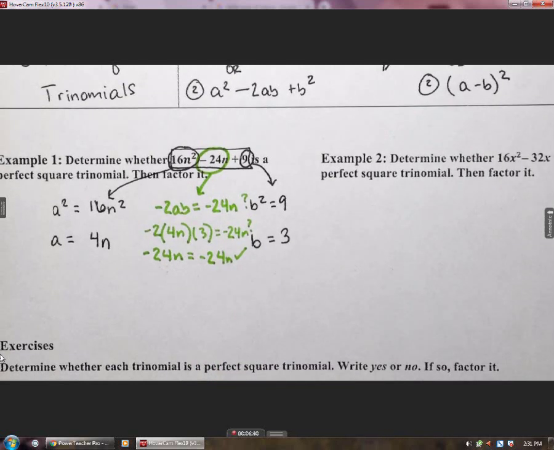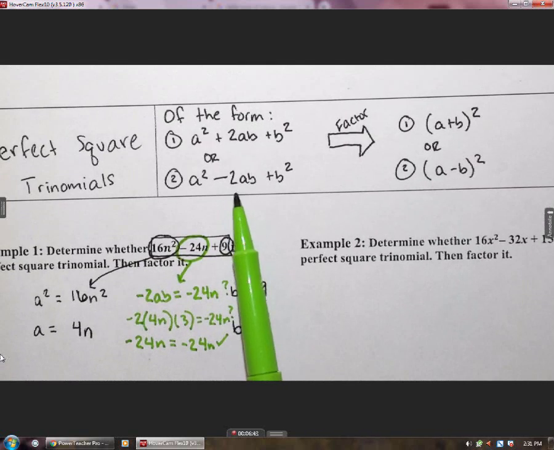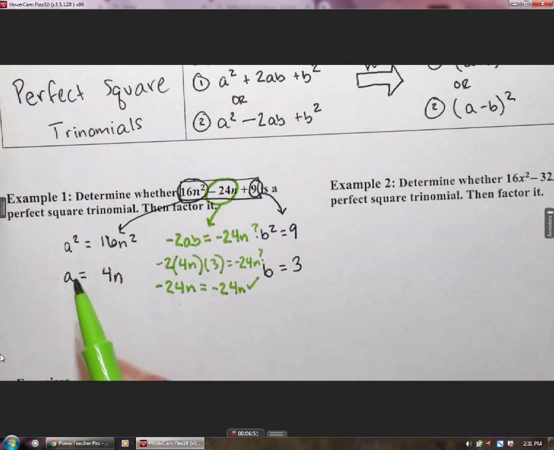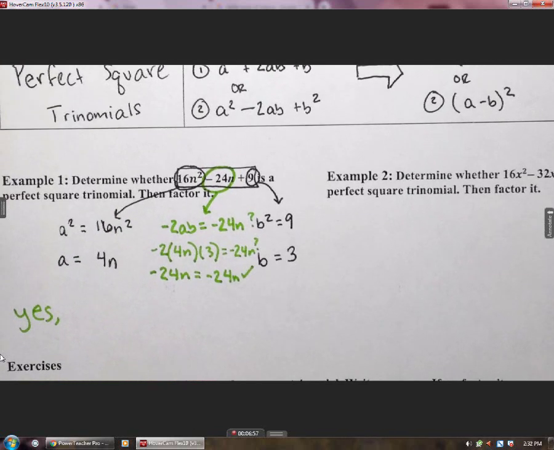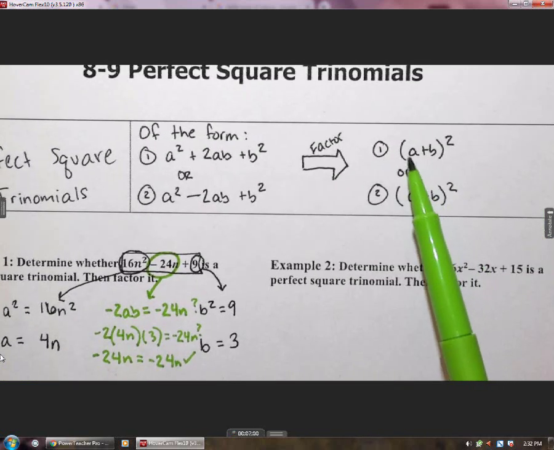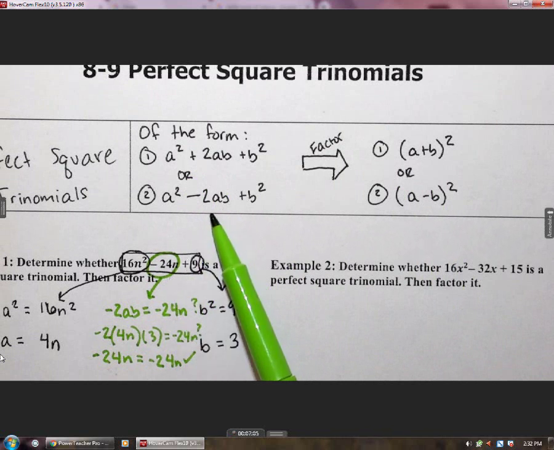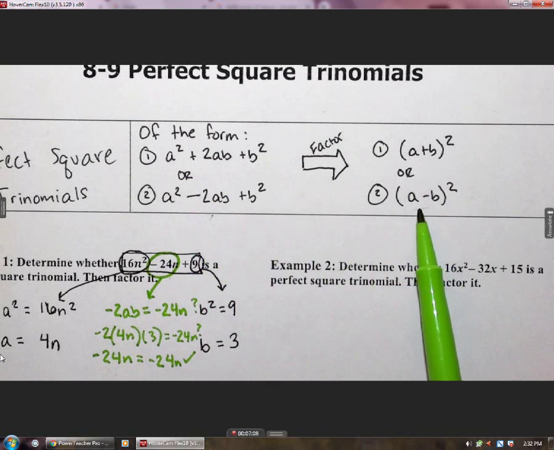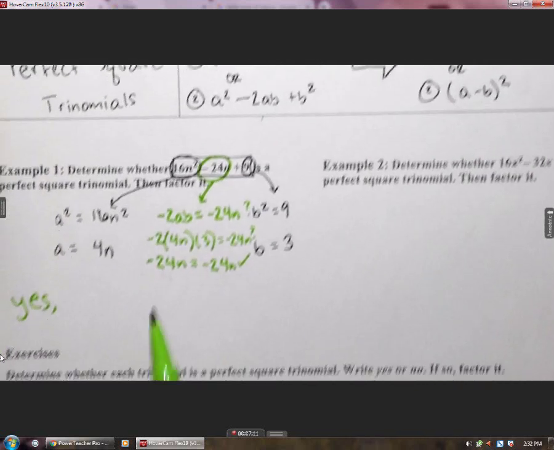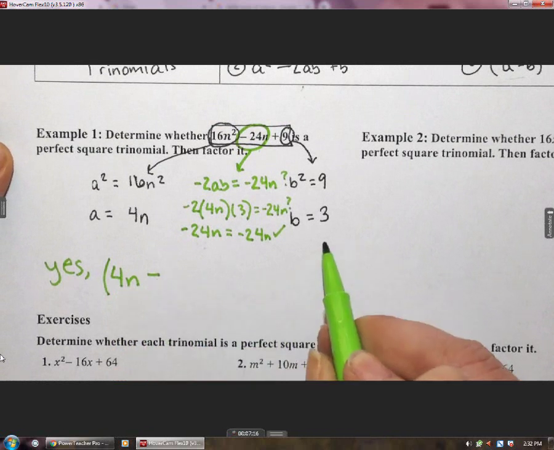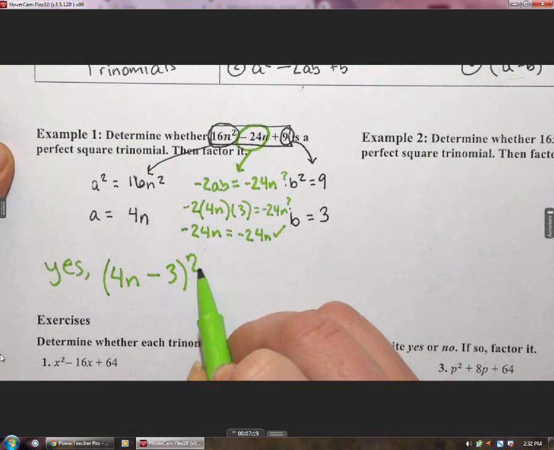So is this a perfect square trinomial? Yes, because it matches this form. All 3 of the pieces matched. So it's asking, determine if it's a perfect square trinomial. We would say yes. And then it says factor it. Well, the good news is you can save yourself all the Magic X hassle by just using this. If it's in this form, right here I'm using the second one because it's a minus, it's going to factor out to be (a minus b) squared. Well, what was my a? 4n. Minus, what was my b? 3, squared. And then you're done.